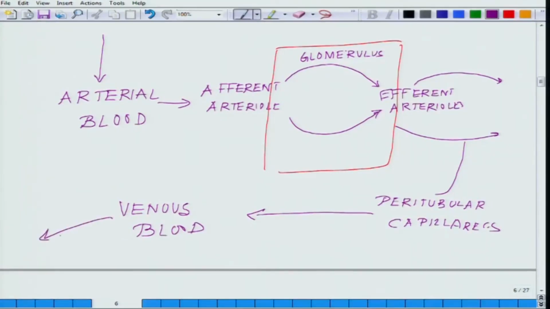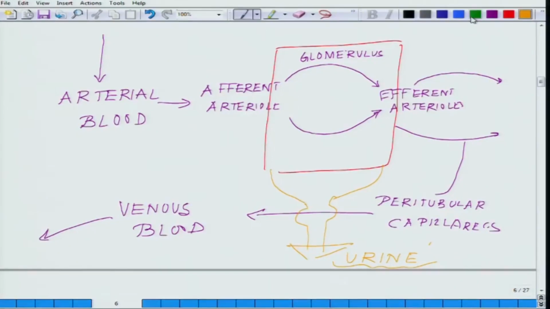From here, whatever urine is being formed is eventually drained out in the form of urine. This is how it works, and this is the whole urine formation mechanism.